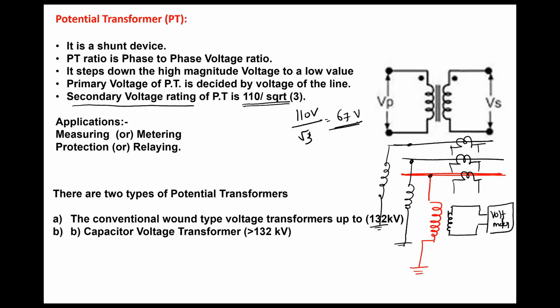So why we require PT? PT is used for measuring as well as protection. Understand? So again, there are 2 types of PTs. The conventional 2-winding transformers are used up to 132 kV. And for voltages above 132 kV, we go for something called as capacitor voltage transformer. Capacitor voltage transformer. Understand?